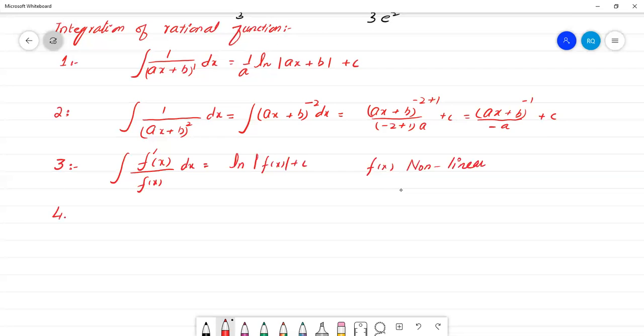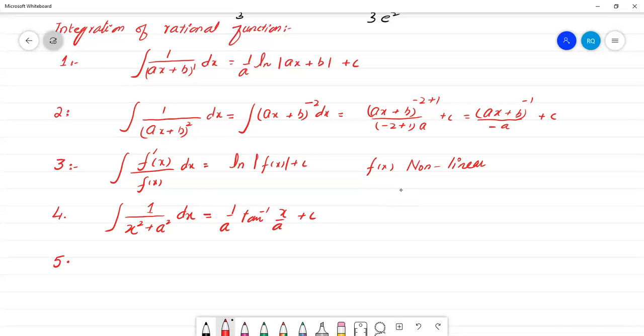The fourth one is if you have this specific expression, 1 over x squared plus a squared dx. The first condition is that the numerator must be 1. The denominator is x squared, there is a plus sign and there is a constant squared term. So its integral will be 1 over a tan inverse of x over a plus c.